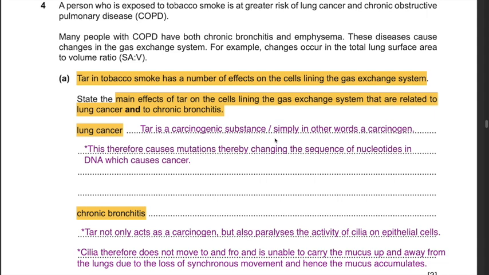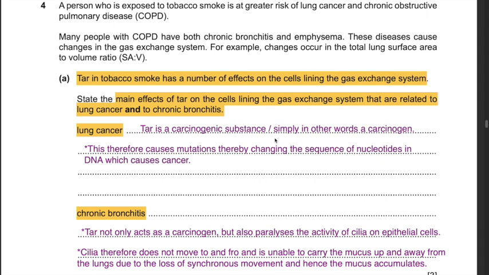Part A. Tar in tobacco smoke has a number of effects on the cells lining the gas exchange system. State the main effects of tar on the cells lining the gas exchange system that are related to lung cancer and to chronic bronchitis. Tar is definitely involved in lung cancer as well as chronic bronchitis. How is it involved in lung cancer?